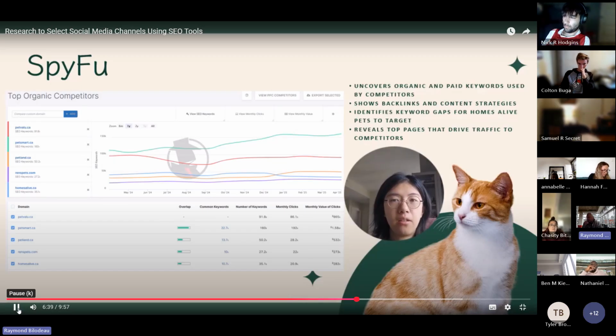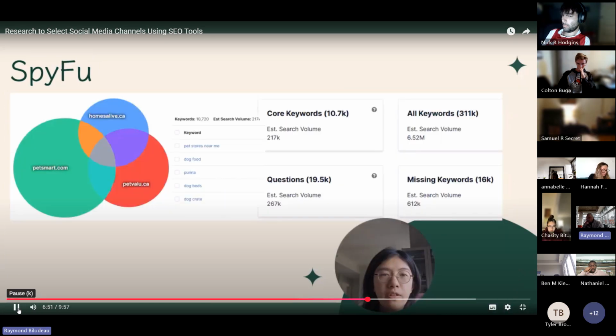While Home Alive Pets is a local business in Edmonton, we focus on analyzing larger national competitors such as PetSmart and PetValue, which dominate online search in the Canadian pet supply market. After searching for PetSmart, SpyFu showed us a breakdown of the top keywords that drive traffic to their site. Some of the most valuable ones include pet stores near me, dog food, dog beds, dog crate, and Purina, which is a brand product keyword with strong buyer intent.